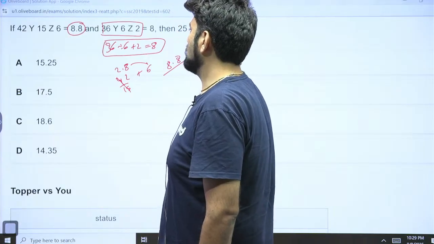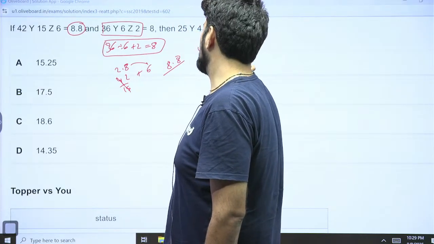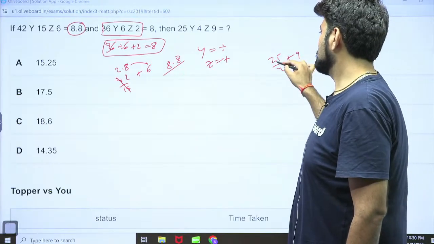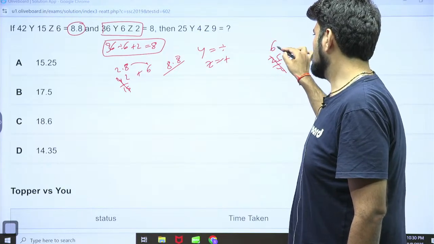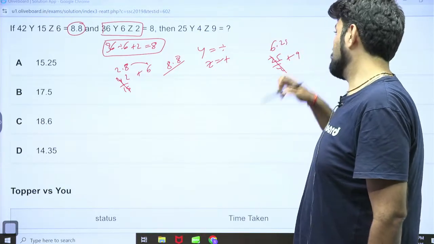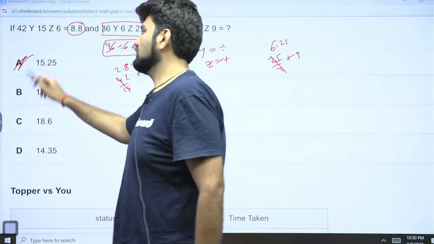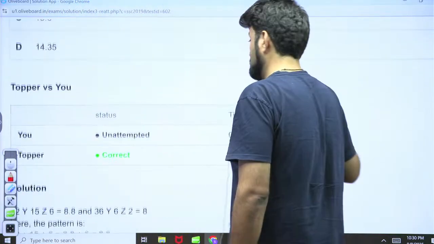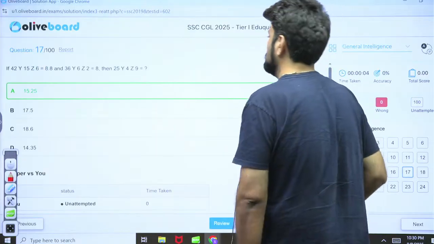So Y stands for division and Z stands for plus. So 25 divided by 4 plus 9, 6.25 plus 9, 15.25. Option A is the right answer. 37 seconds, very nice, excellent, good job.